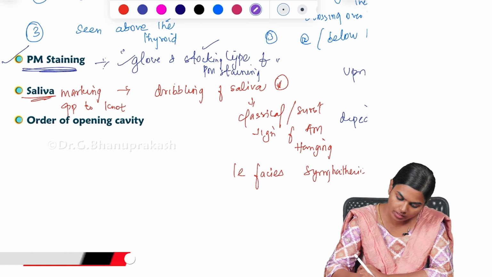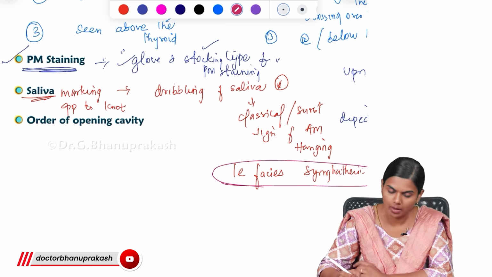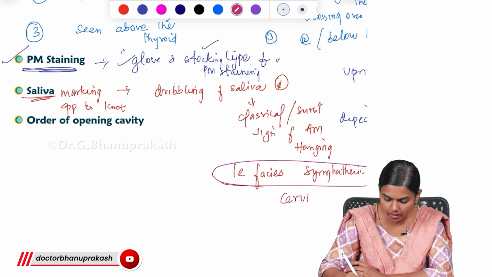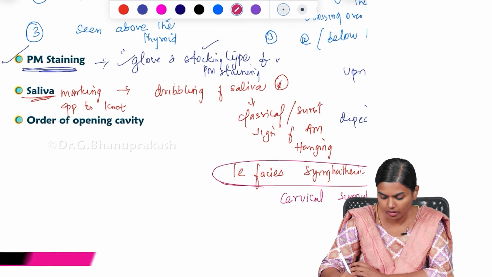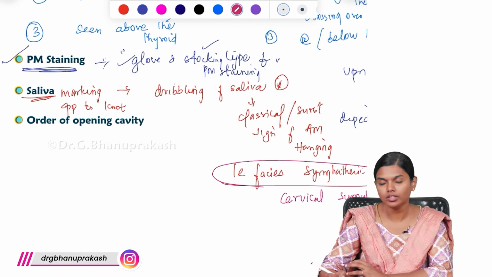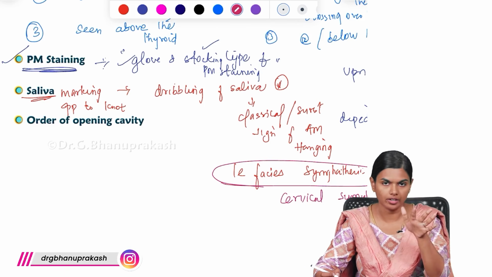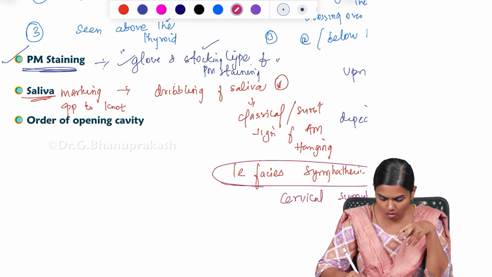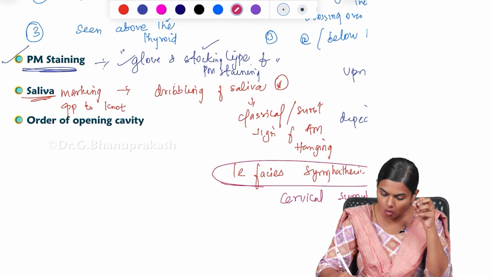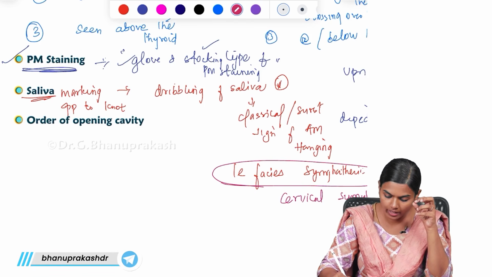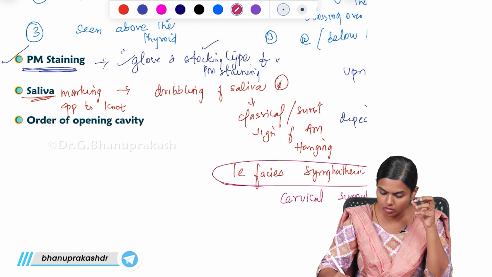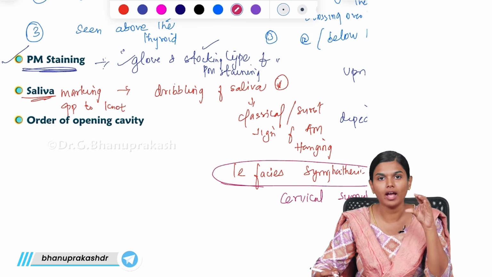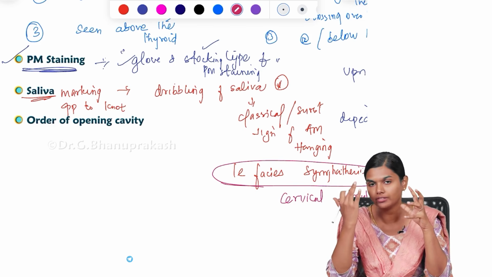Here, what happens is that the cervical sympathetic chain will be compressed by the knot. Because of this compression, on the side of compression there will be an open eye with a dilated pupil, while on the opposite side it will be closed.